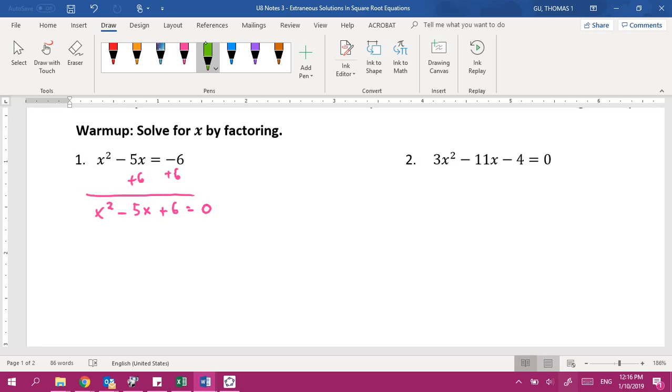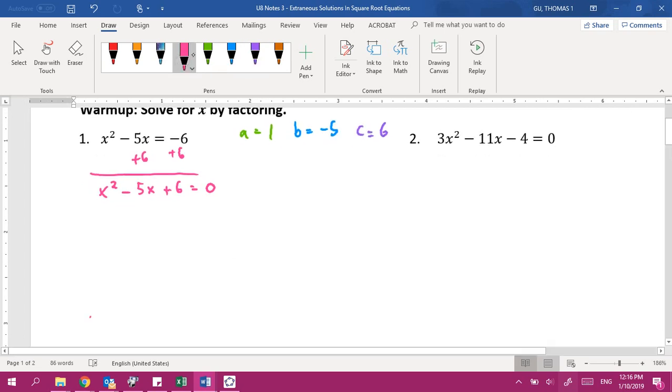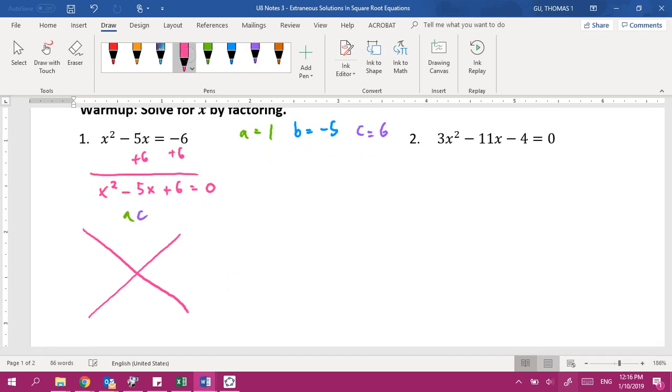So what is A here? 1. What is B? And what is C? Good. So now we're going to draw the X box over here. So what goes in the top space again? A times C, which is going to be? It's positive 6. And what goes in the bottom? B, which is negative 5.